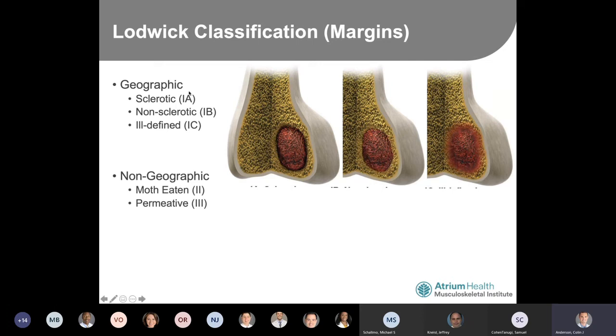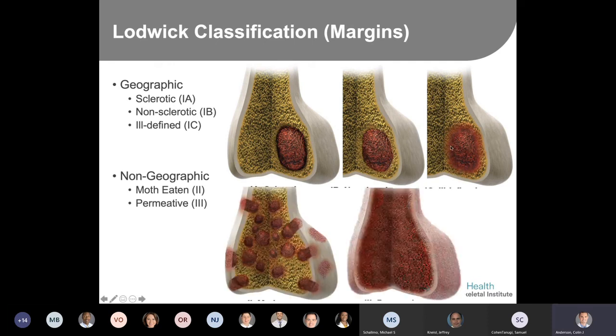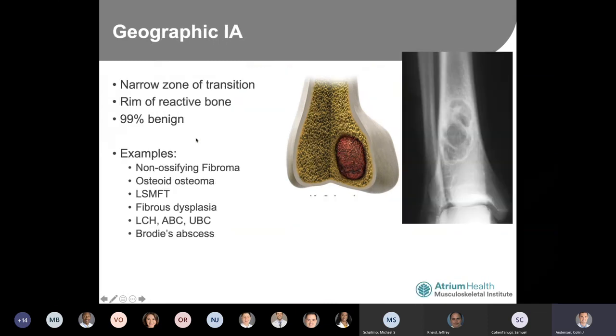The 1A is a sclerotic rim or a rim of reactive bone. The 1B has a well circumscribed border, but not that rim of reactive bone. And then 1C is starting to get into the ill-defined territory. And then our non-geographic patterns are moth-eaten or permeative.